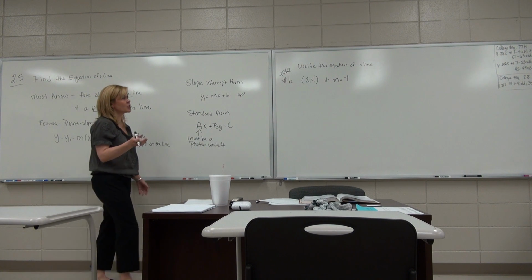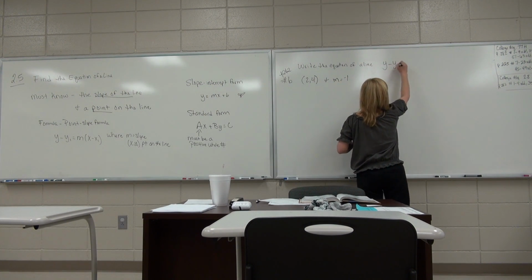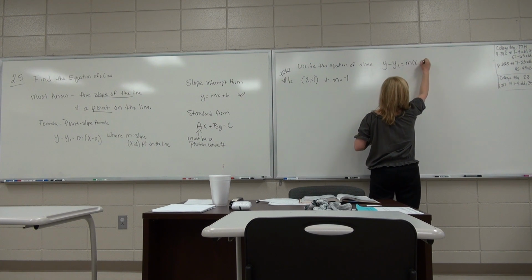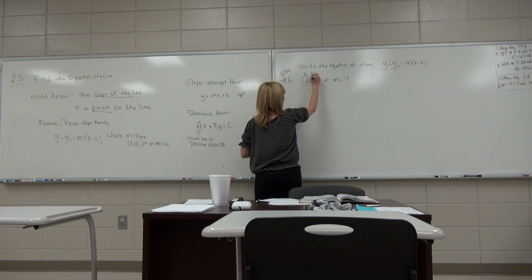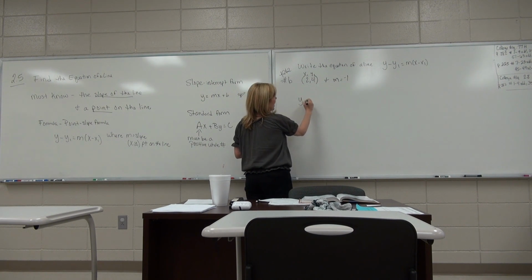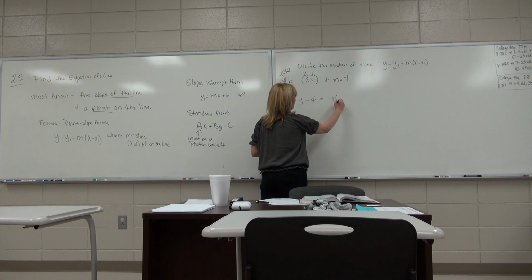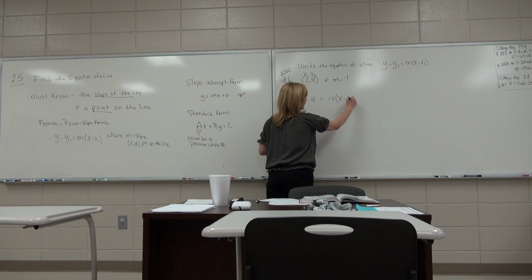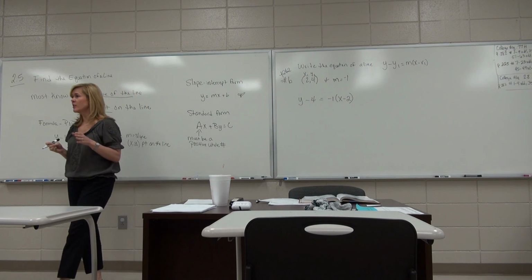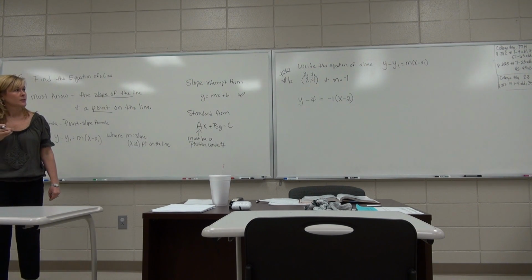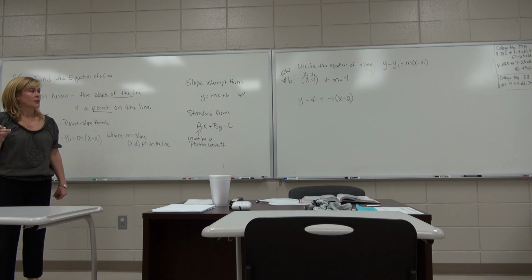Okay, so we're going to plug directly into this formula. Remember my formula is y minus y1 is equal to m times x minus x1. Your point is your x1, y1. So I'm going to have y minus 4 is equal to m, which is negative 1, times x minus 2. Do you see how I'm just doing direct substitution into that formula? Any problem there? See where the numbers are coming from.